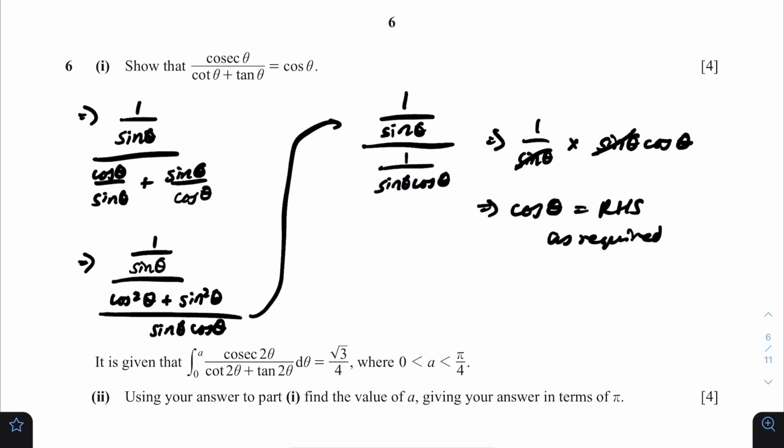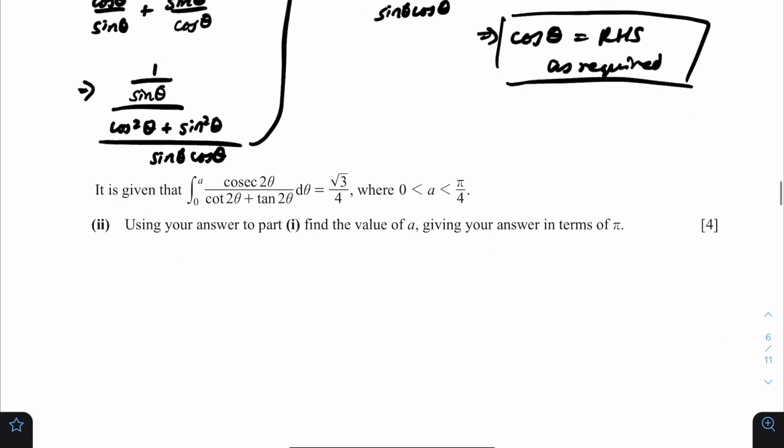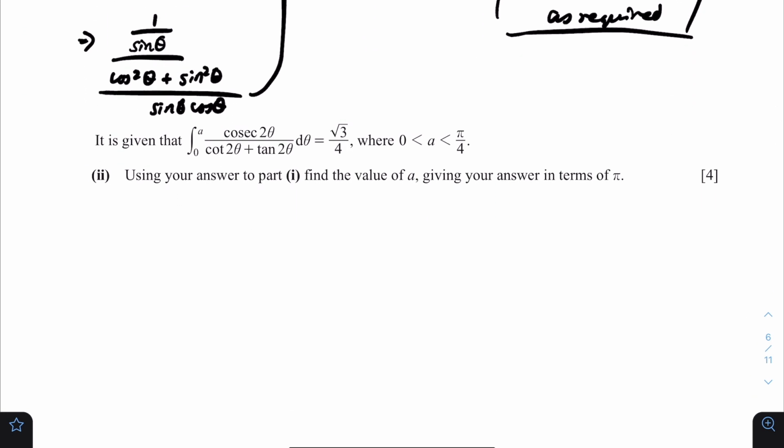I would always recommend labeling it LHS, so I'm just going to write LHS, and then make sure you say that it's equal to RHS as required. All right, for the second part, it says it is given that the integral with bounds 0 to a of whatever we just simplified is equal to root 3 over 4. So find the value of a, giving your answer in terms of pi.